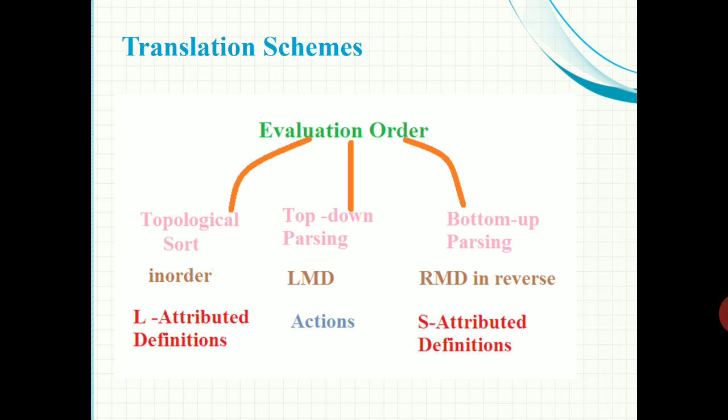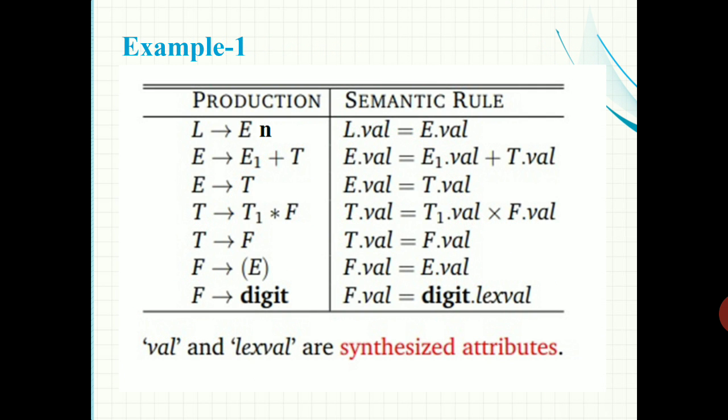Based on the evaluation, we can group it into topological sort, top-down parser, and bottom-up parser techniques. In L attributed definition, we use topological sort, that is in order. In top-down parsing, we use leftmost derivation. In bottom-up parsing, we use rightmost derivation. It is mainly used for S attributed definition. Then today we are going to see some examples of these SDTs.